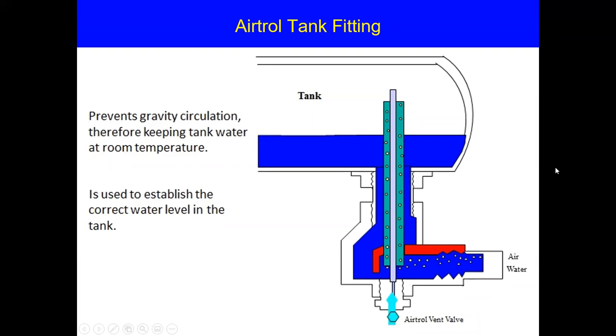So these prevent gravity circulation, therefore keeping tank water at room temperature. And that's what we're concerned with. And you see in the little picture, the air bubbles can somehow get through this thing, but the gravity circulation, not so.